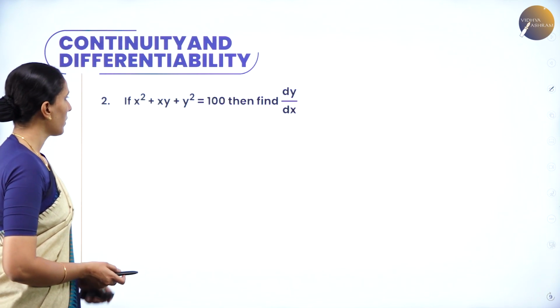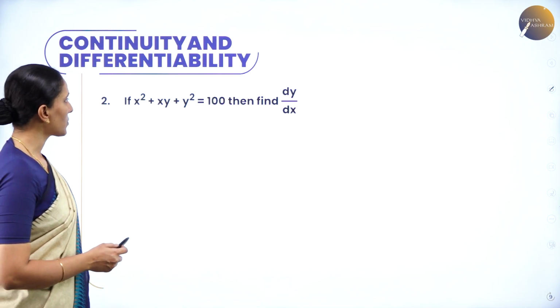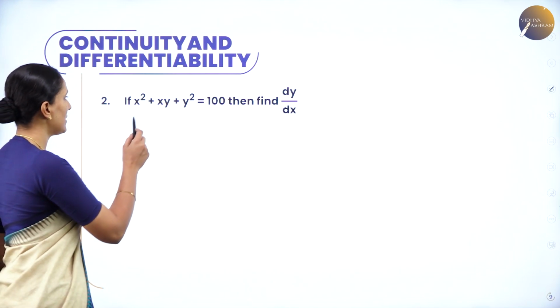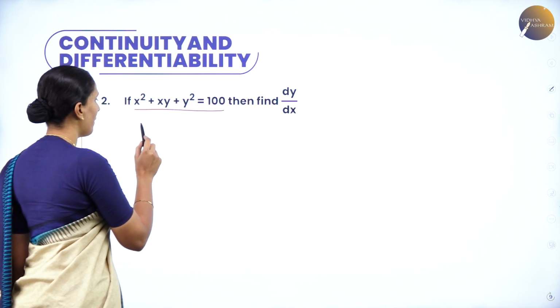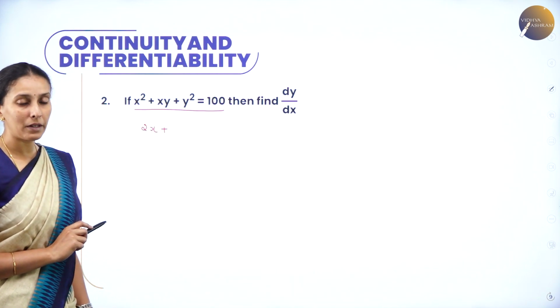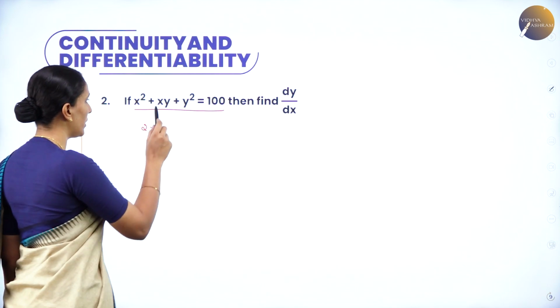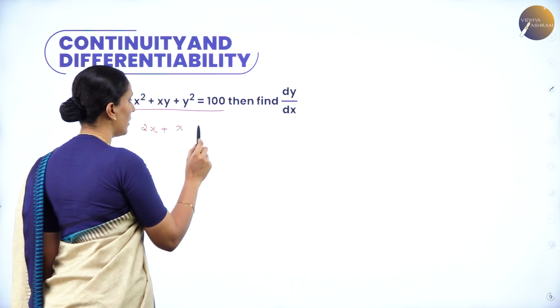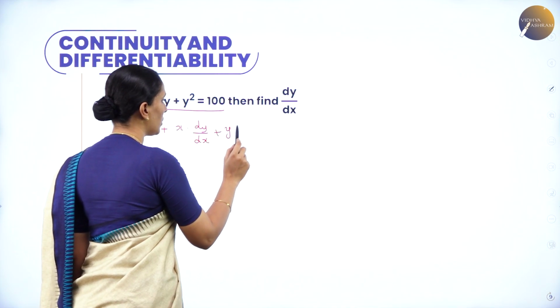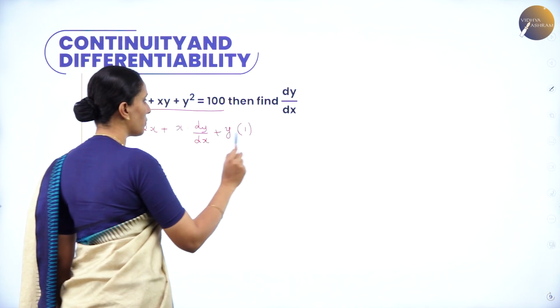Next question. If x square plus xy plus y square is equal to 100, then find dy by dx. So let's take this function. Derivative of x square is 2x. Since both x and y are variables, we need to apply the product rule here. So x into dy by dx plus y into 1. Derivative of x is 1.